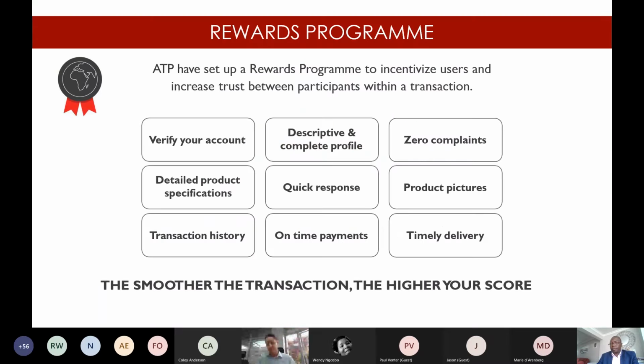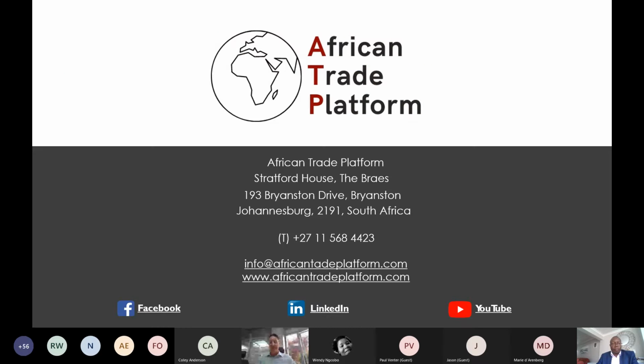But if I could just leave one last point, the African Trade Platform predominantly focuses on unvalue-added goods. So if you think of any good that's going to be value added in a future process, that's where our main focus is. But we are moving into more value-added products as we move forward.